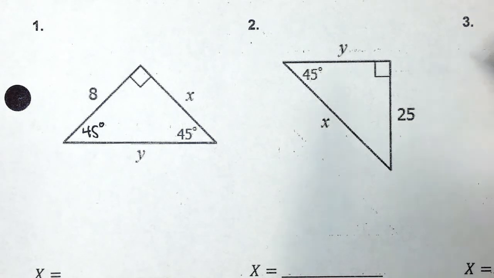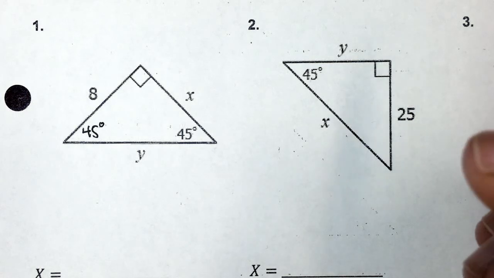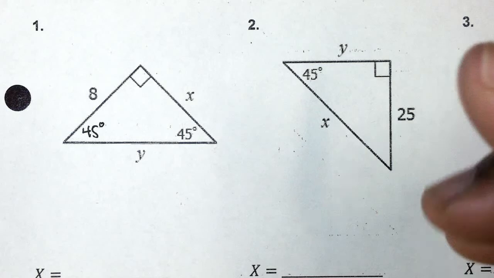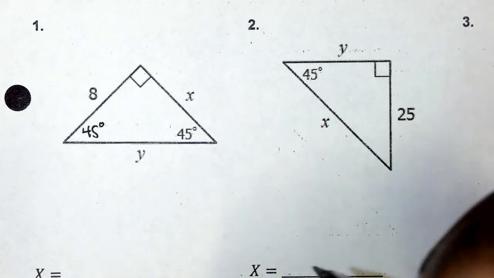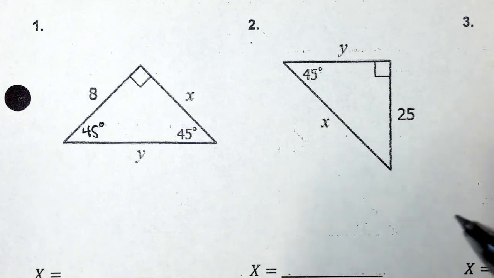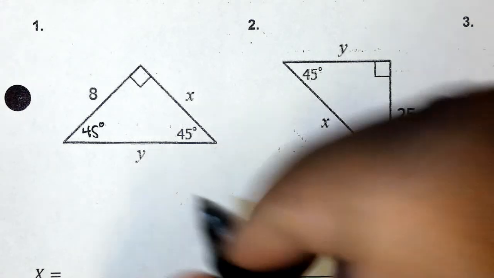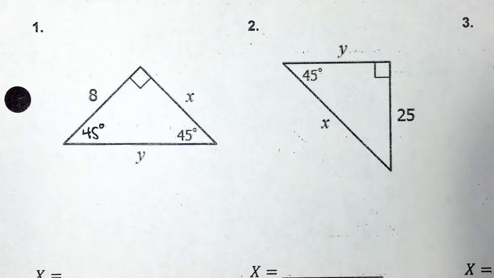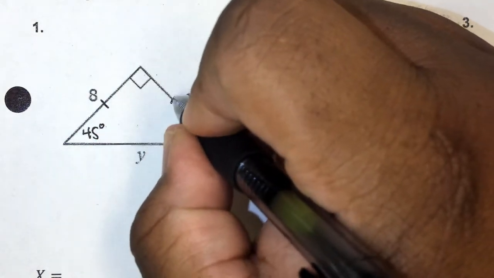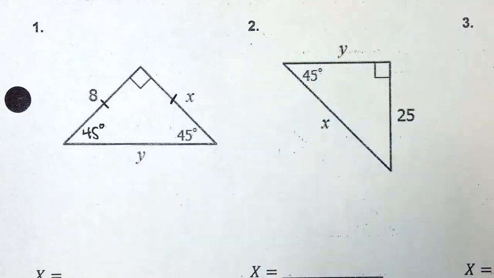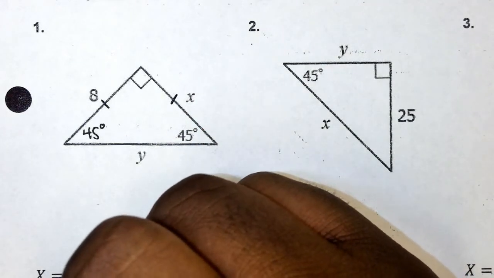Let's see if you've been paying attention. Some of this stuff is easy. It's not trying to trick you or anything. I just want to see if you were paying attention, honestly. Savion, what do you think the value of X is? 8. Oh, good. Why is it 8? Thank you. The legs are congruent, so don't sit there and get stuck on X. X is equal to 8. That's easy.